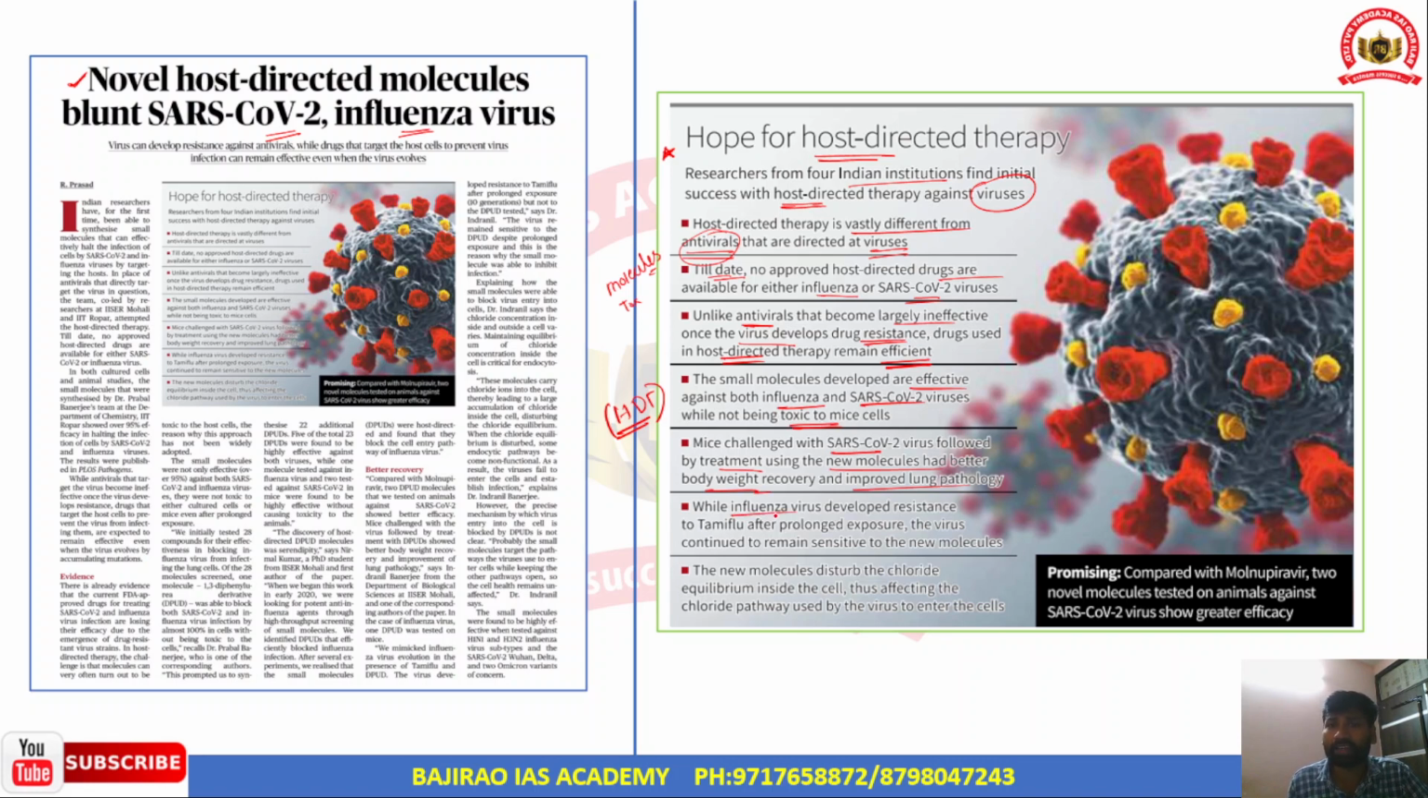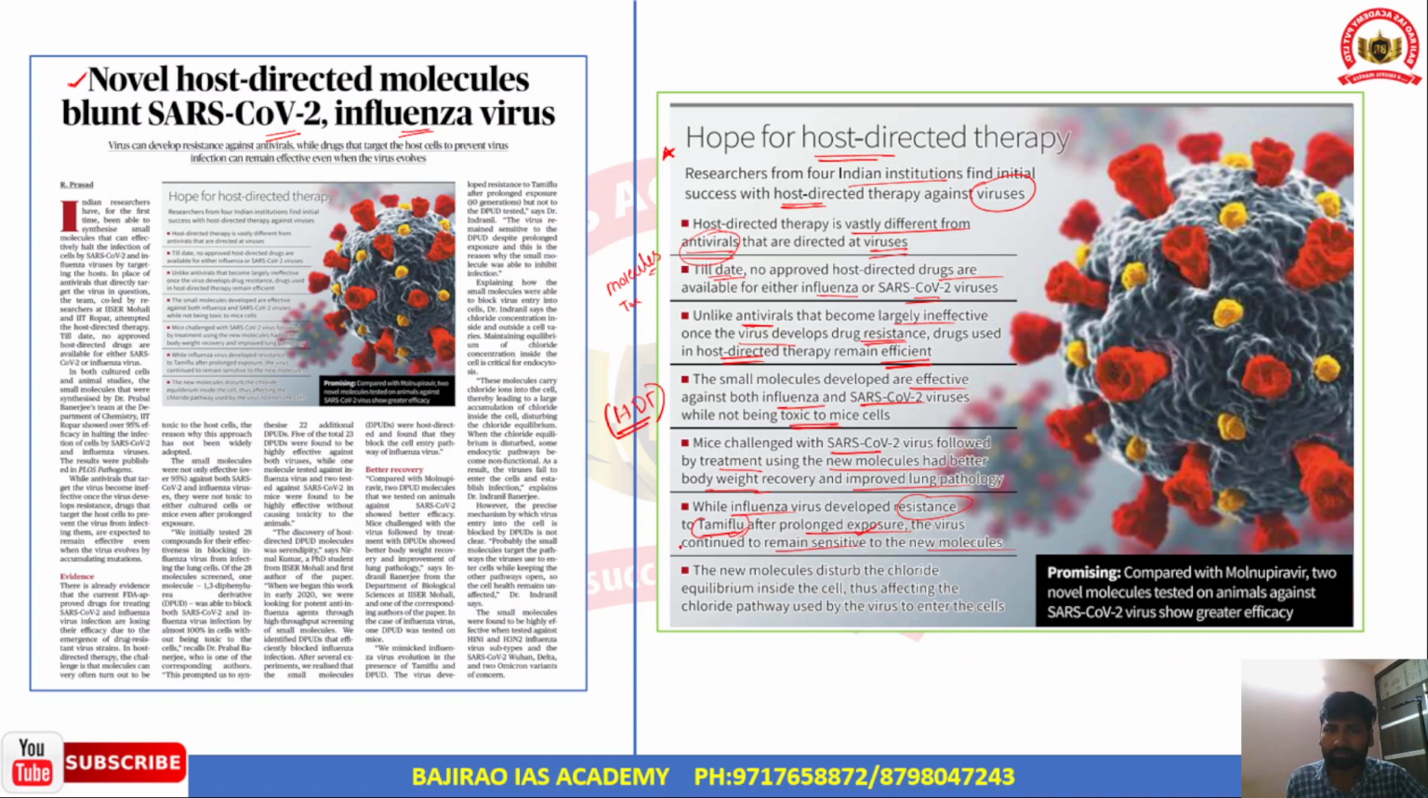However, the influenza viruses have developed resistance to Tamiflu. Okay, Tamiflu is one of the drugs which is used in influenza diseases. So the pathogen already developed resistance to Tamiflu after its prolonged exposure. Okay, so when a drug is very often taken, then the pathogen will develop resistance against such a drug. Now the virus has continued to remain sensitive to the new molecules.